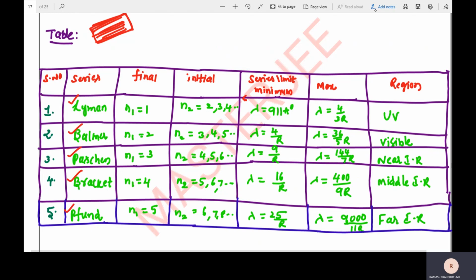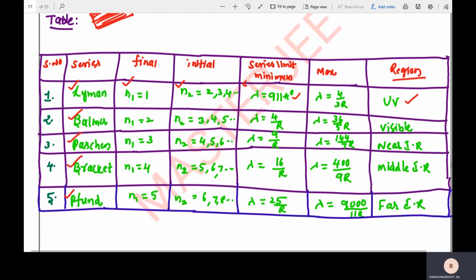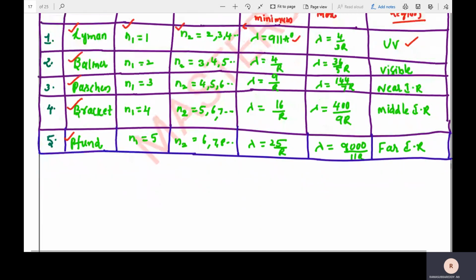Lyman series: the final position is n1 and the initial position is n2, and the series limit for minimum is lambda equal to 911 angstroms, for maximum 4 by 3R. And in which region are they located? UV region. Next, Balmer: n1 is equal to 2, n2 is equal to 3, 4, 5, with lambda values and region. Similarly, Paschen, Brackett, and Pfund. Now, we see how to find the maxima and minima value.